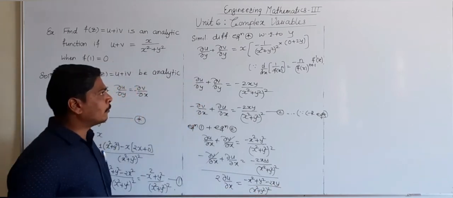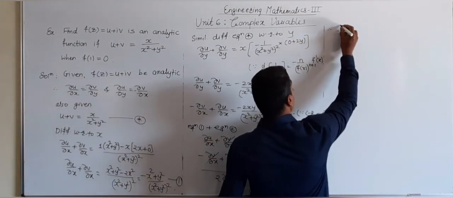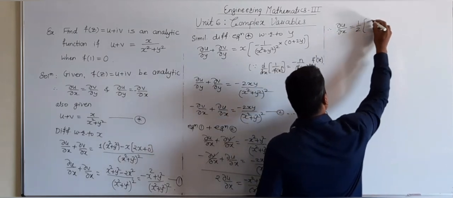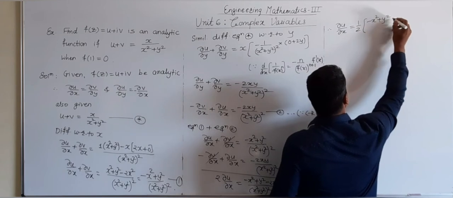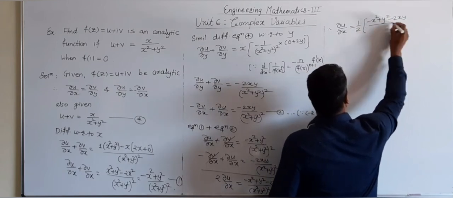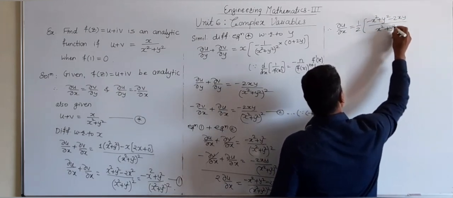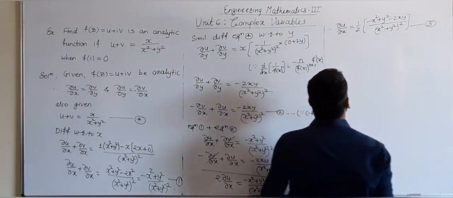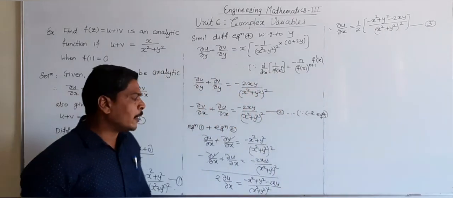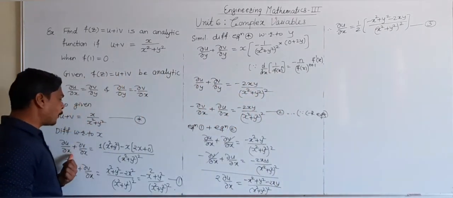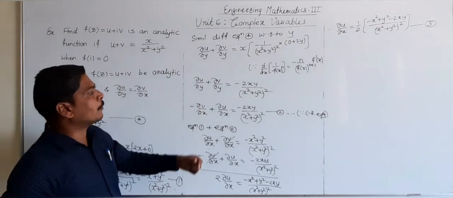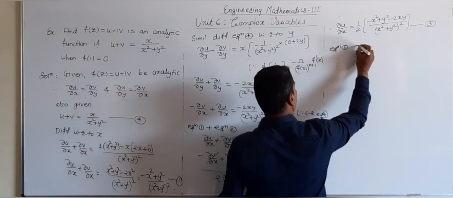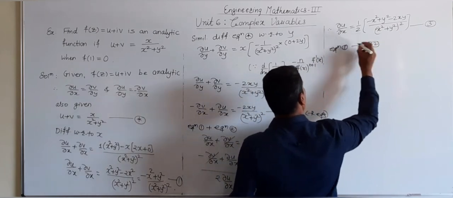So in that way we get ∂u/∂x = 1/2 × [(-x² + y² - 2xy) / (x² + y²)²]. So this is our equation number 3. And now eliminate the partial derivative term of u with respect to x from equation 1 and equation 2. So for that we are taking the subtraction of equation 1 and equation 2.